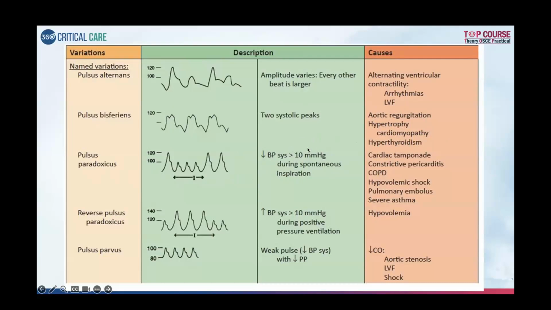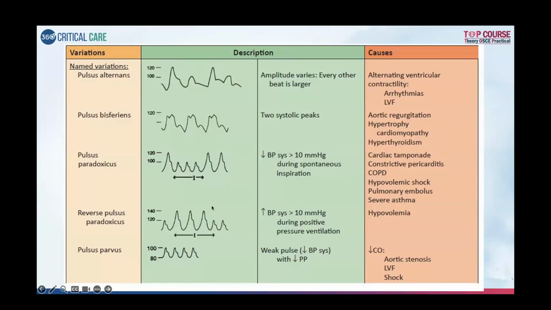Usually it is less than 10, but in pulsus paradoxus, this drop in systolic blood pressure is more exaggerated. So this happens in cardiac tamponade, constrictive pericarditis, COPD, hypovolemic shock, severe asthma, and pulmonary embolus. So any of these causes which can cause a significant pressure change in the intrathoracic cavity can cause a pulsus paradoxus.